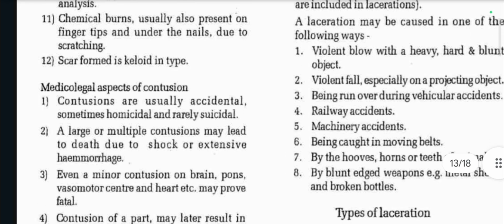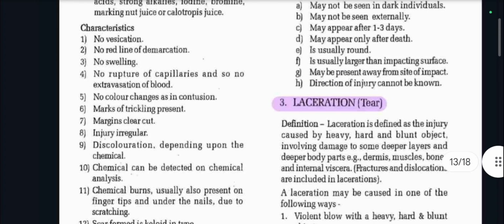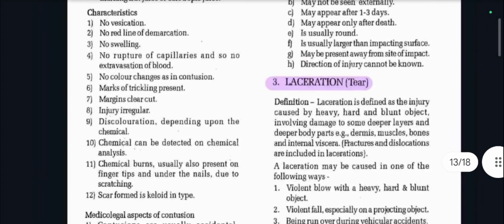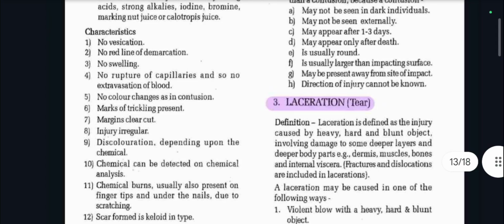Chemical burns are usually also present on fingertips and under the nails due to scratching. So scar formed is keloid in type. So these are the 12 features of chemical burns. Remember, chemical burns are not just caused due to acids but stronger alkalis also, iodine, bromine, and your marking nut juice and calotropis juice. So there is no vesication, no red line of demarcation, no swelling, nothing. Only scar formed is of keloid type.